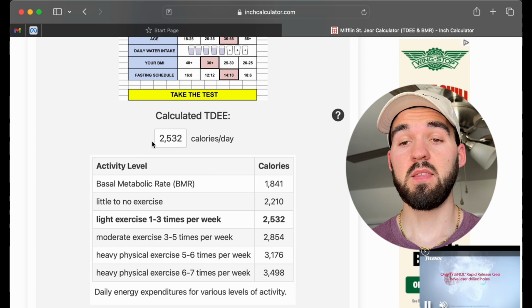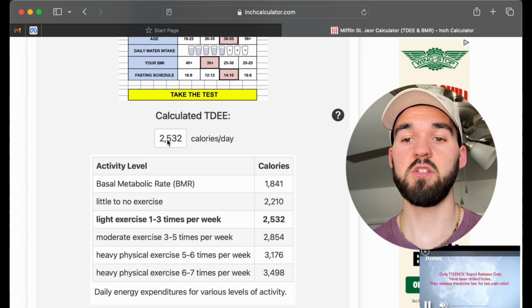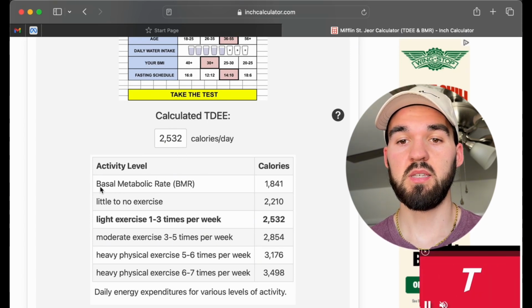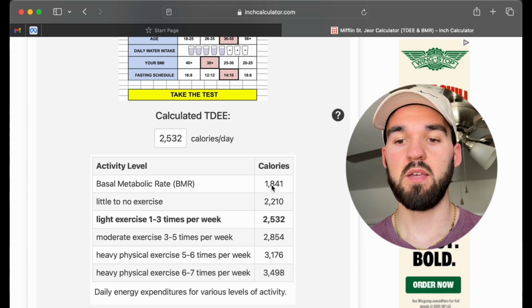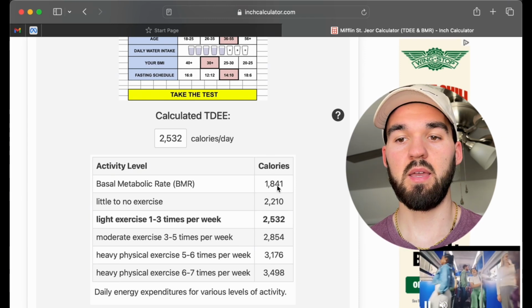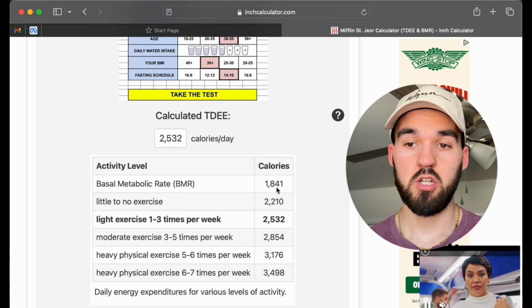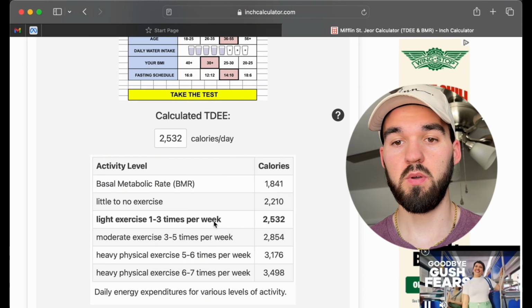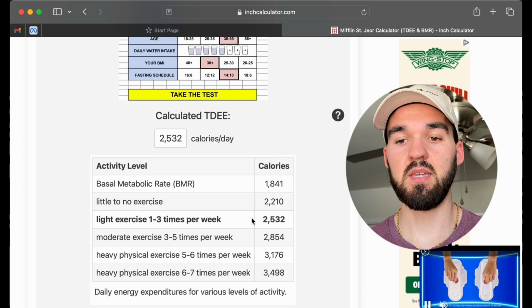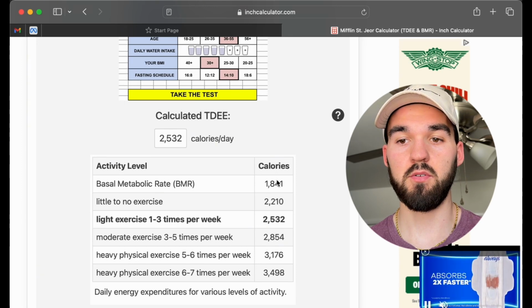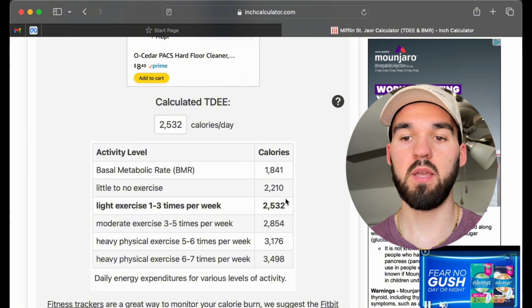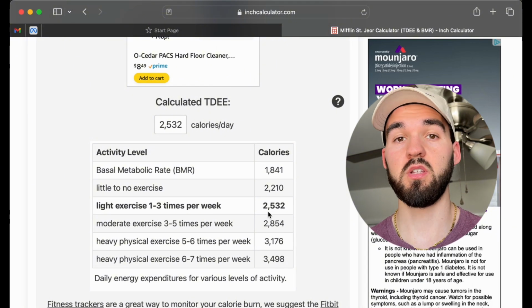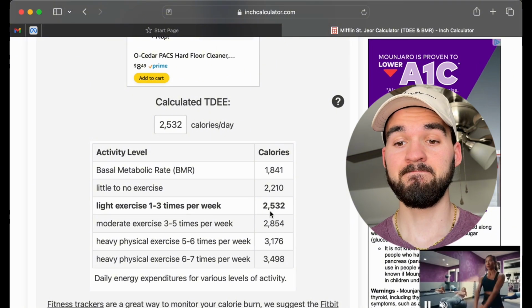So now, this number right here is your total daily energy expenditure. As you can see, it takes your basic metabolic rate, which is basically just how many calories you probably burn for your weight, height, age, and gender, just being you, and then the TDEE is going to factor in your activity level. So it's predicting with light exercise 1 to 3 times per week, I'm burning about 2,532 calories a day.